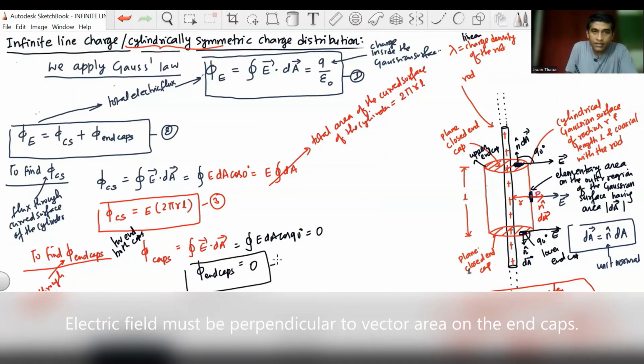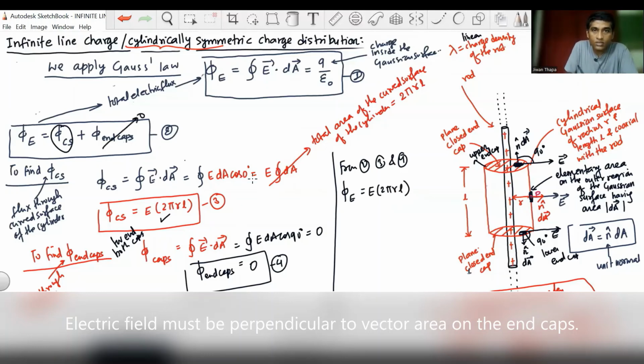Now what we get from 2, 3 and 4, total electric flux is E times 2 pi RL plus 0. So I'm writing directly, this is the total electric flux through the cylindrical Gaussian surface. Now let us call it equation 5.